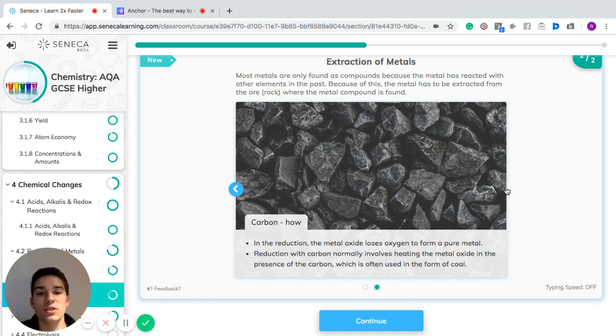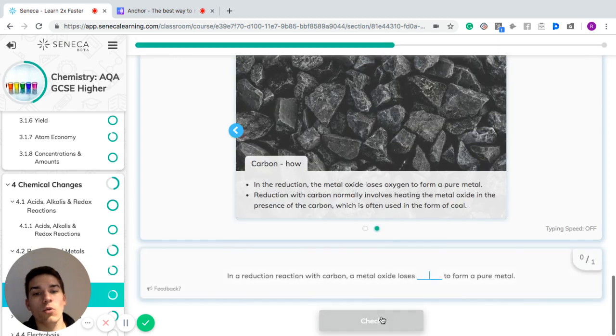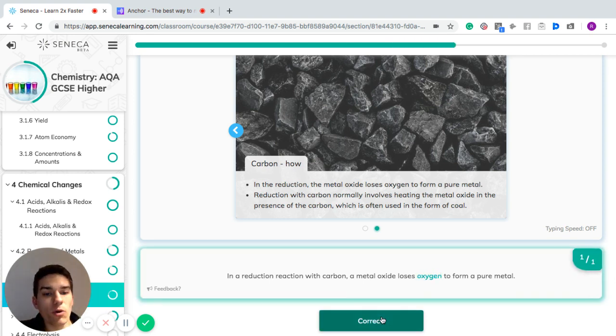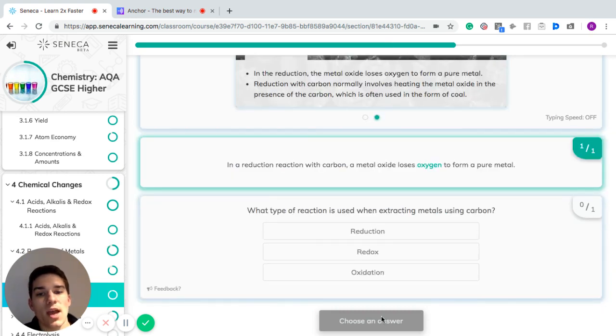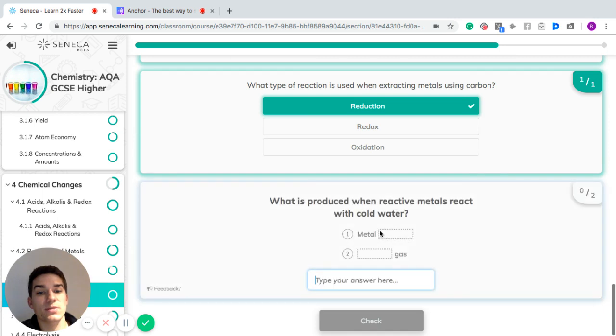And the reduction with carbon normally involves heating the metal oxide in the presence of carbon, which is used to form coal. Now, to recap that, in a reduction reaction with carbon, a metal oxide loses oxygen to form pure metal. And what type of reaction is used when extracting metals with carbon? Well, that is a reduction reaction. The metal is reduced because the oxygen is being taken away from it.